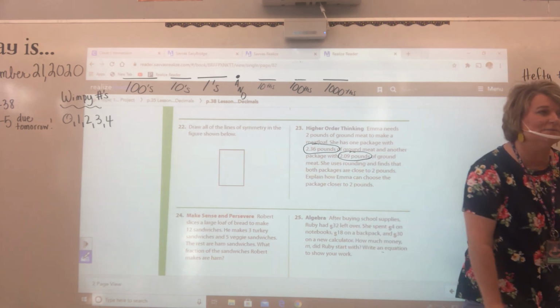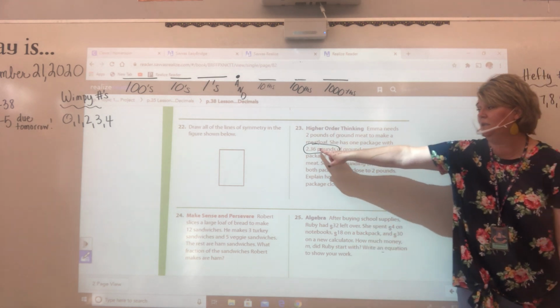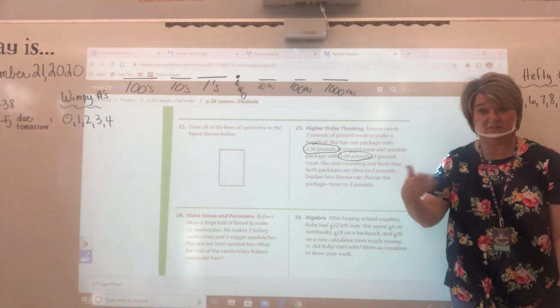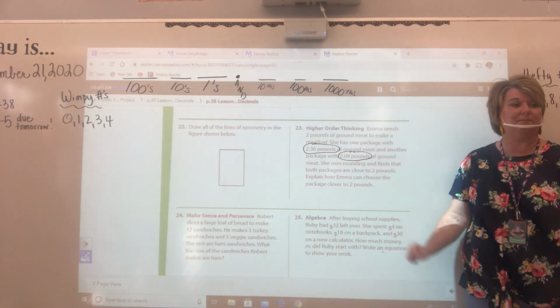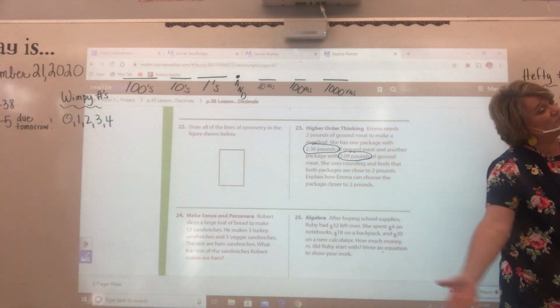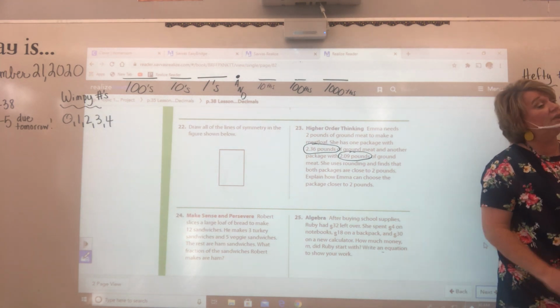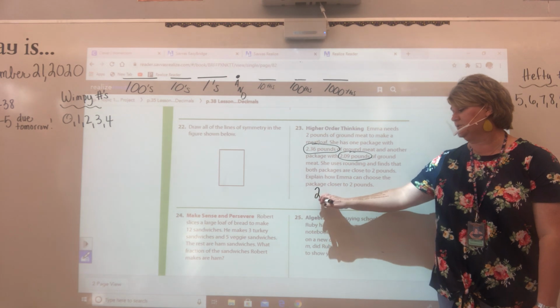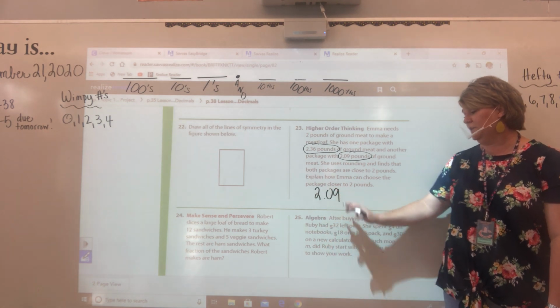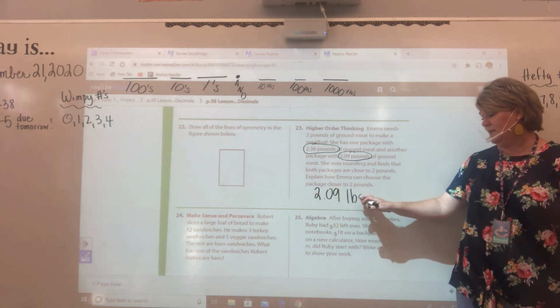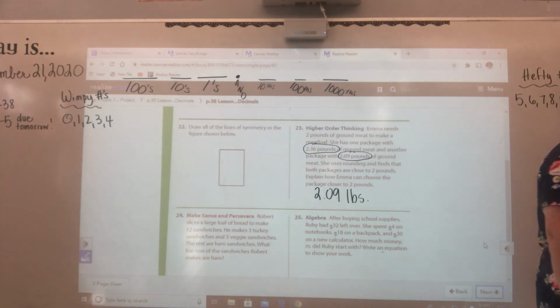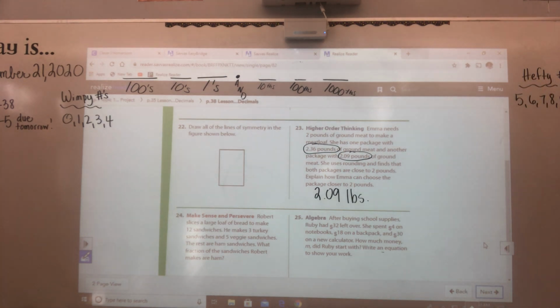So if you'll think about this like money, what does that look like in money? $2.36. What does this look like in money? And 9 cents. Which one of those is closest to $2? There's your answer, $2.09, which is really not money. It's actually pounds, and that's how you abbreviate pounds, LBS. That's the one that's the closest, the LBS.